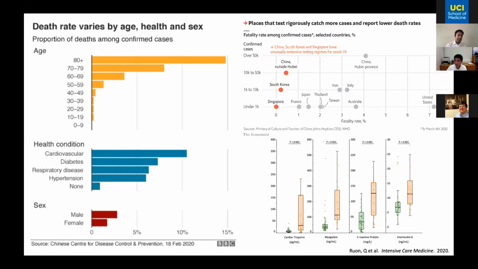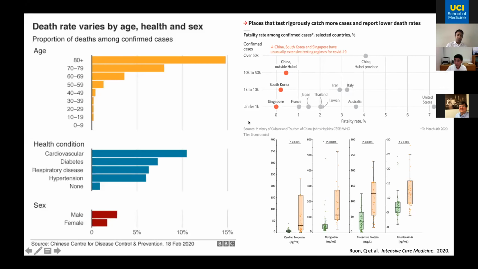And males seem to be more susceptible than females overall. There's a thought that initially that's partly due to smoking, which is a risk factor, but it appears to be found in a lot of different studies now. And so I think there is some male predisposition.